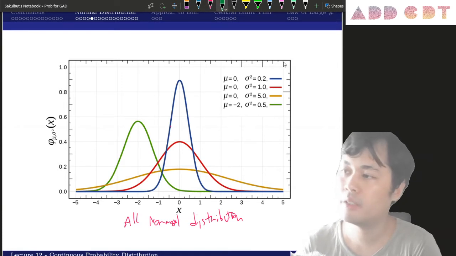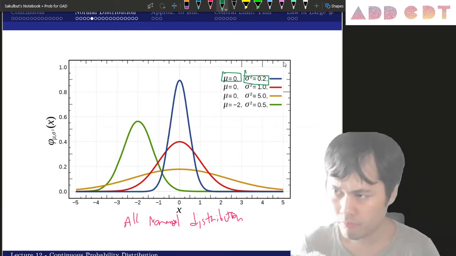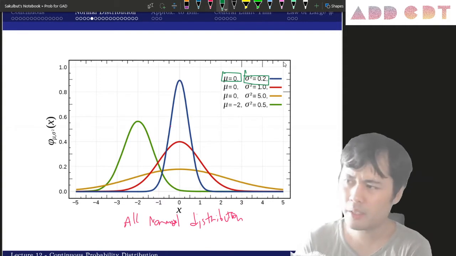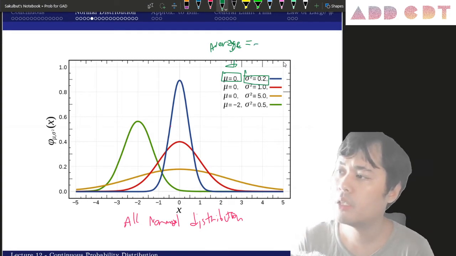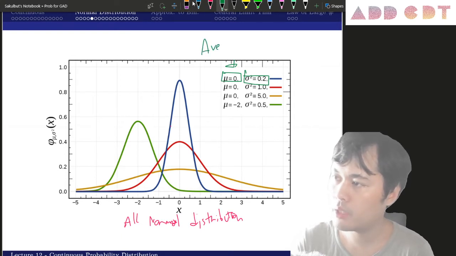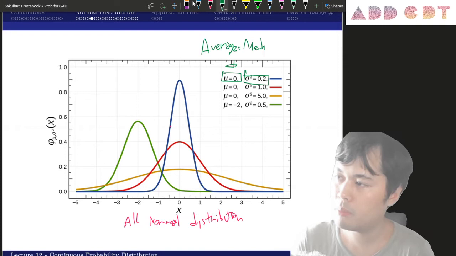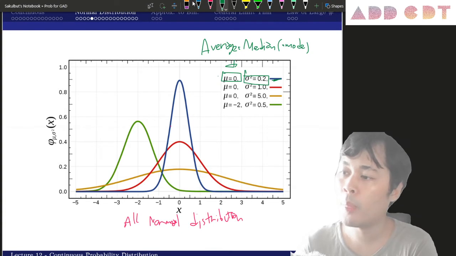But they have different parameters. When we talk about the statistics data, we talk about these two parameters. We talk about mu, which is the average, or in this case happens to be equal to the center. Mu again is the average. That happens to be the median and the mode. They are the same. So if you look at the blue part, mu is zero, the average is zero. And that's the center of this curve.